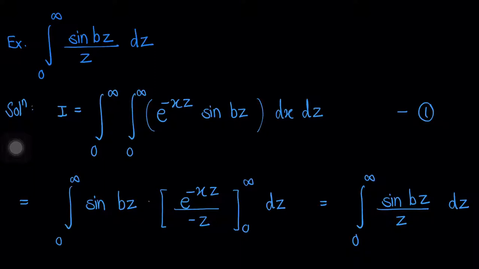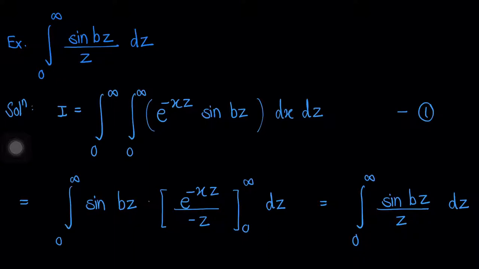So the first example is integration 0 to infinity sine bz upon z dz. To solve this integral we will consider this double integral, that is integration 0 to infinity, integration 0 to infinity e raised to minus xz sine of bz dx dz.